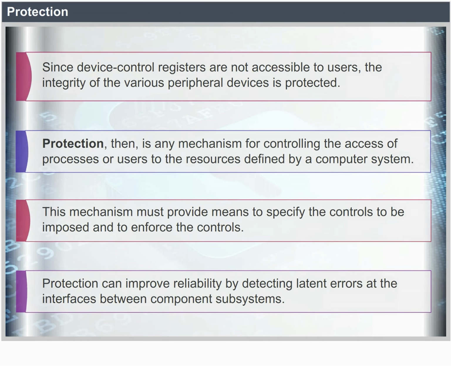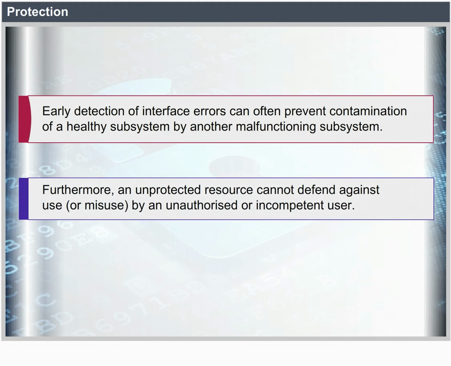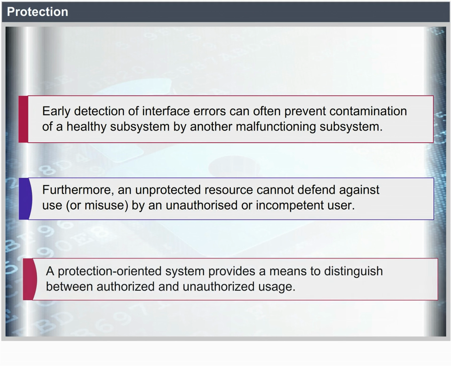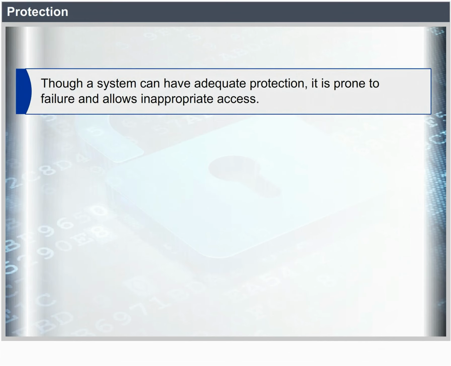Early detection of interface errors can often prevent contamination of a healthy subsystem by another subsystem that is malfunctioning. Furthermore, an unprotected resource cannot defend against use or misuse by an unauthorized or incompetent user. A protection-oriented system provides a means to distinguish between authorized and unauthorized usage. A system can have adequate protection but still be prone to failure and allow inappropriate access.